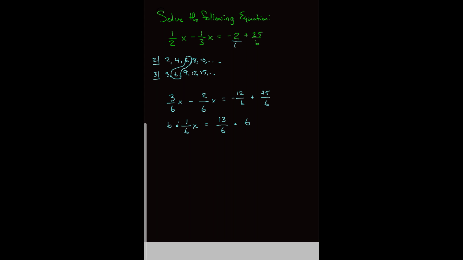Whenever we multiply both sides by 6, this 6 cancels out with this one, leaving us with just 1x, or just x. And then over on the right-hand side, this 6 cancels out with this 6, so all we're left with is just 13. In this problem, our final answer would be x equals 13.